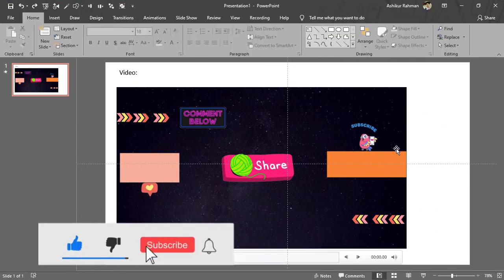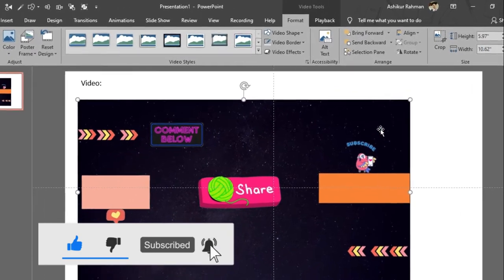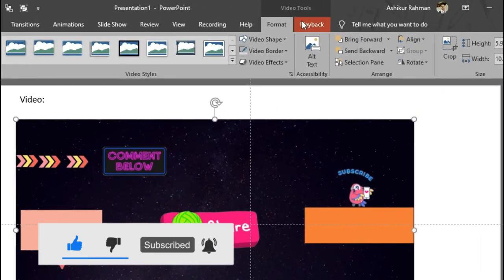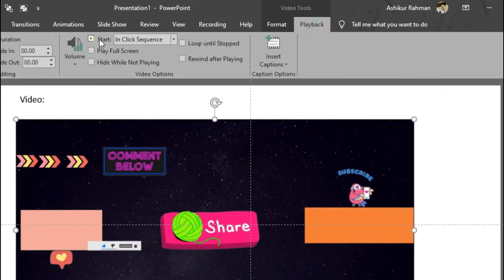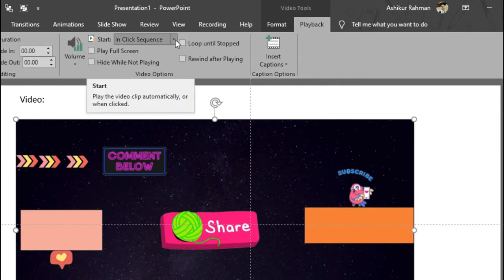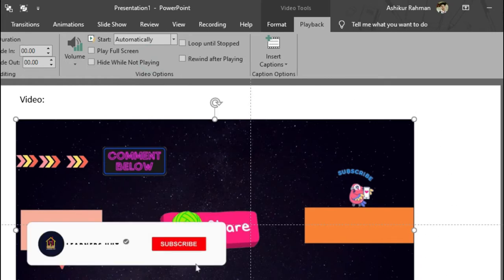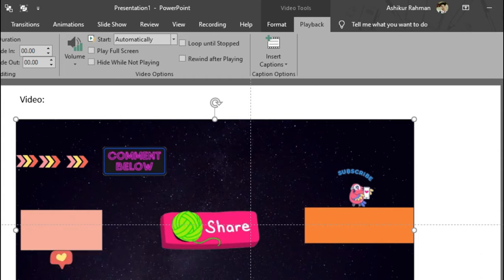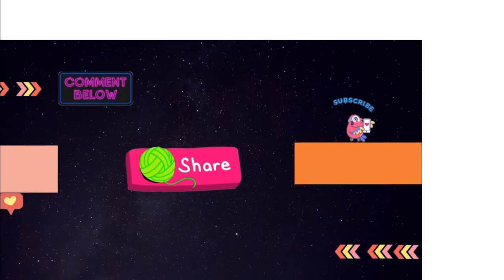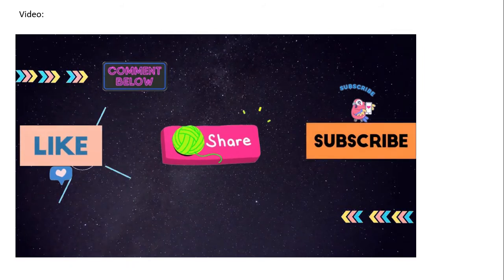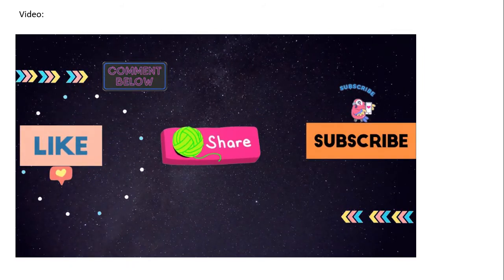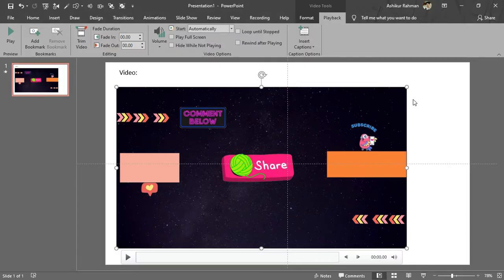If you want to play this video with the slideshow, go to the playback, then click here start, give the drop down menu and select automatically. It will do that. If you want to show the slideshow, then the video will play automatically. I will show you. You can see. So this is how you can insert video.